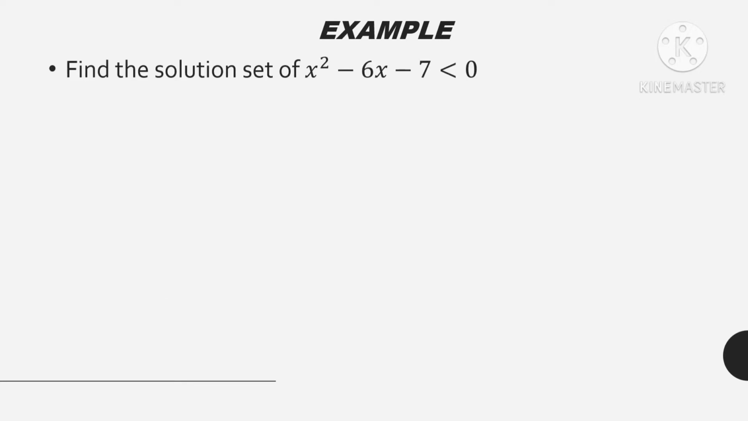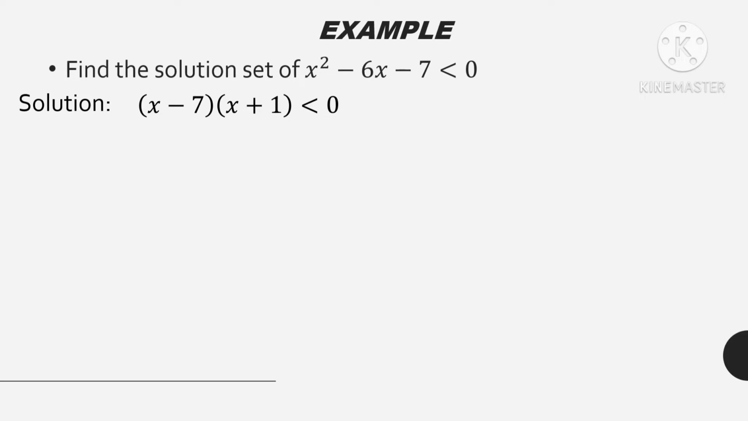Find the solution set of x squared minus 6x minus 7 is less than 0. So, this time we have less than 0. Kanina, greater than 0. Okay? So, for the solution, we have to factor x squared minus 6x minus 7. And the factors are x minus 7 times x plus 1. So, you have less than 0.